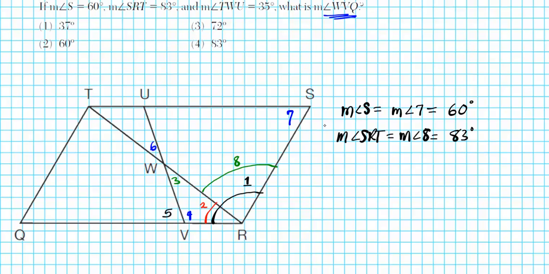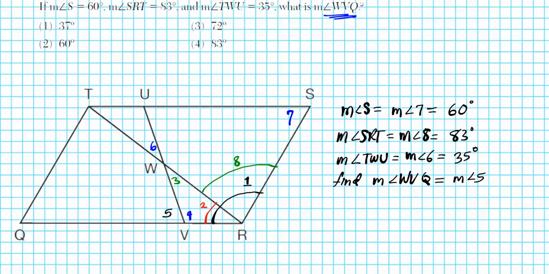What else do we know? We know that the measure of angle TWU, as indicated earlier, is the same as measure of angle 6. That's what I'm going to be using. So that's 35 degrees. Okay. And the goal is to find the measure of angle WVQ, or angle 5. So I want to find the measure of angle WVQ, which is basically the measure of angle 5.